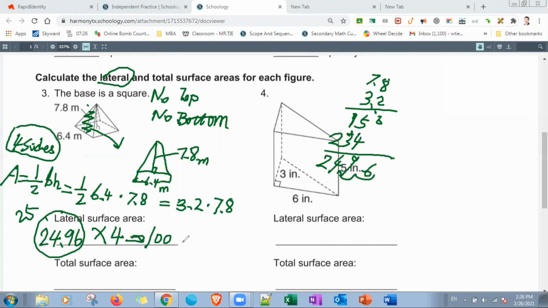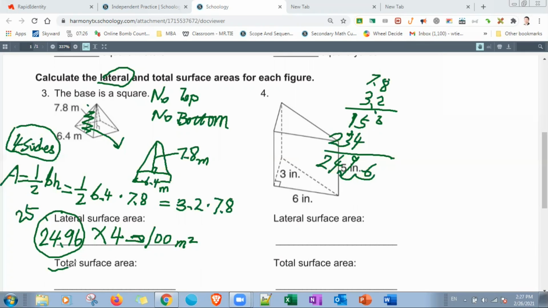Okay. What's the unit? Remember, this is a 2-dimensional object, so we're going to use meter square. Okay. That's how you do that. The lateral surface area. Lateral area.